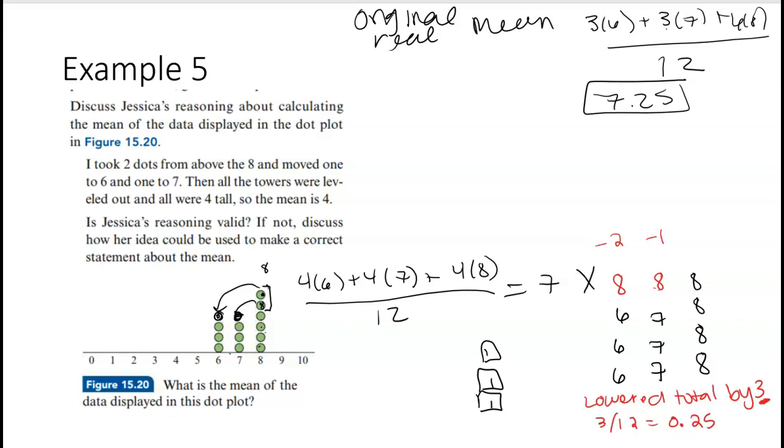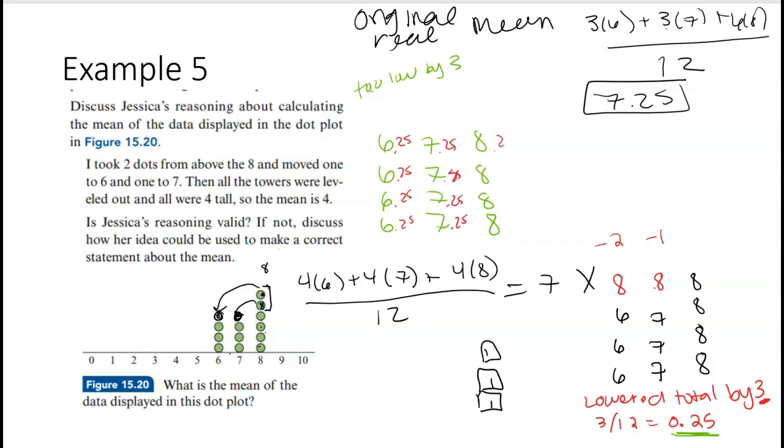So what she did, because they say here, now discuss how her idea could be used to make a correct statement. So here she's got 6, 6, 6, 6, 7, 7, 7, 7, 8, 8, 8, 8. And that doesn't work, right? This is too low by 3. But if we want to even it out, we said, hey, if we need to get it back up by 3, we can give each one 0.25. So if we make everybody 0.25, then we can really even it out. And let's check and make sure that works.